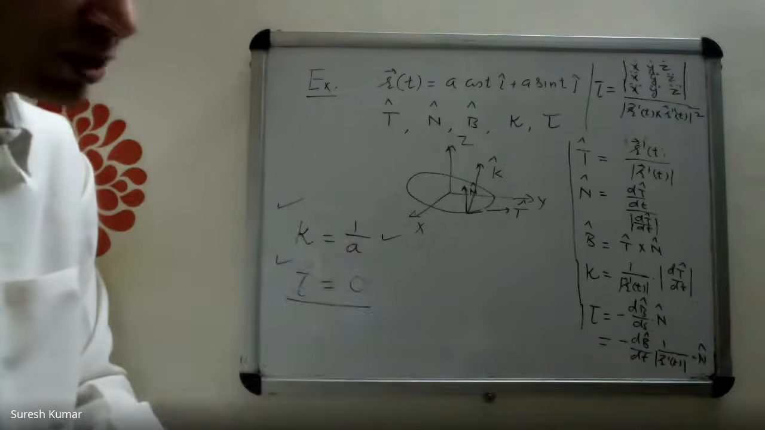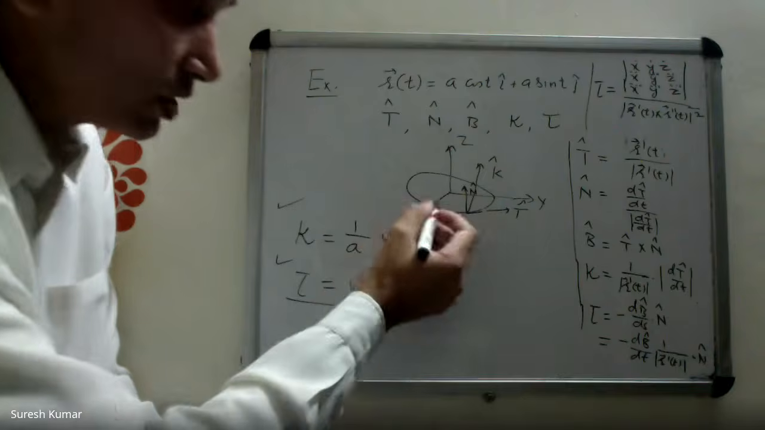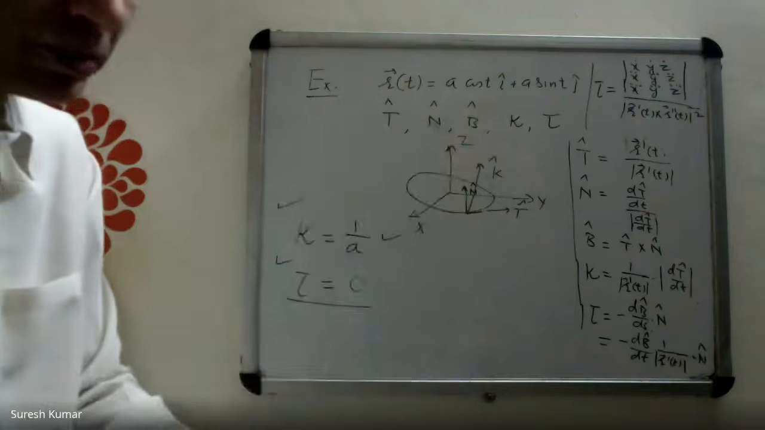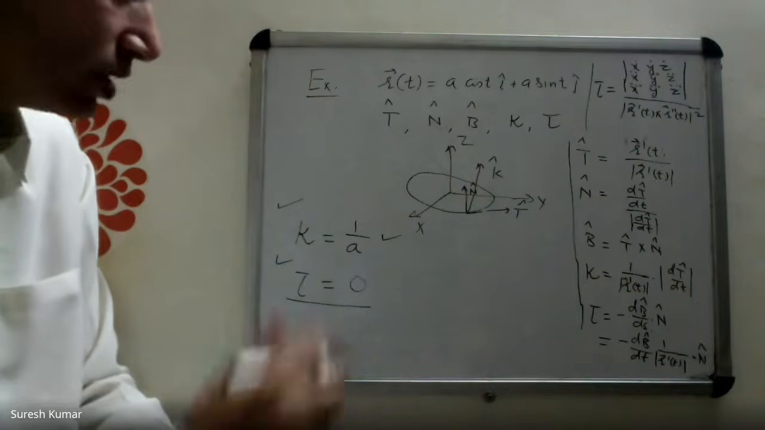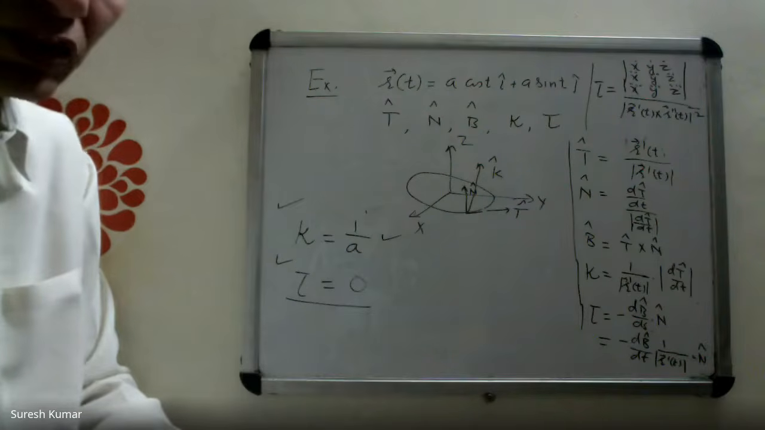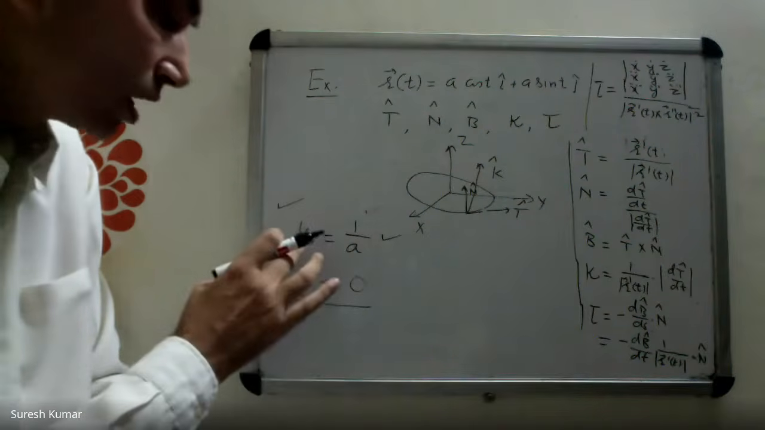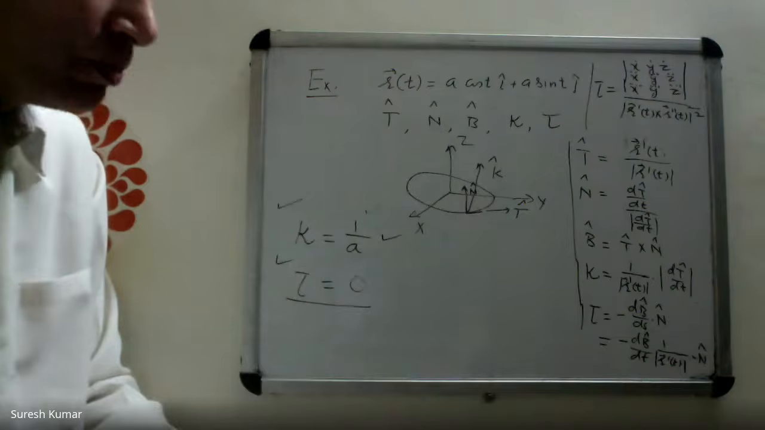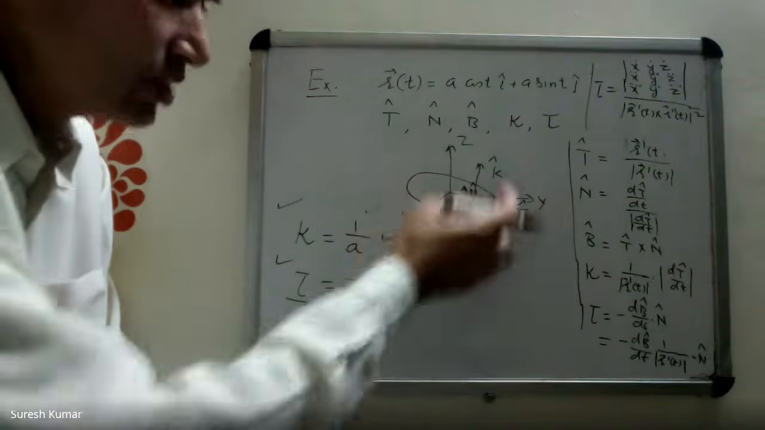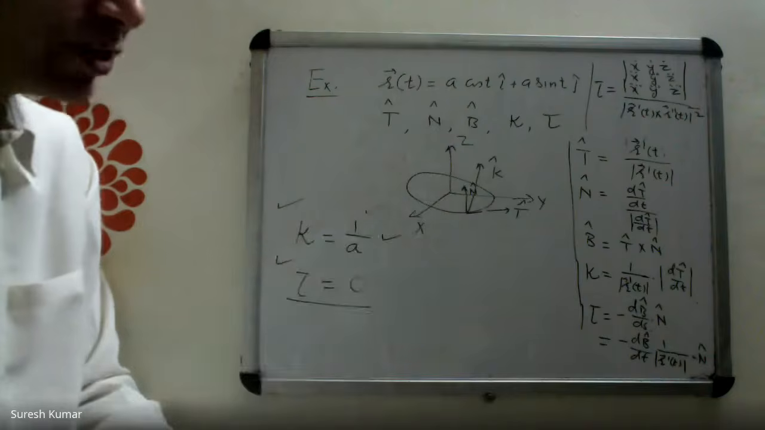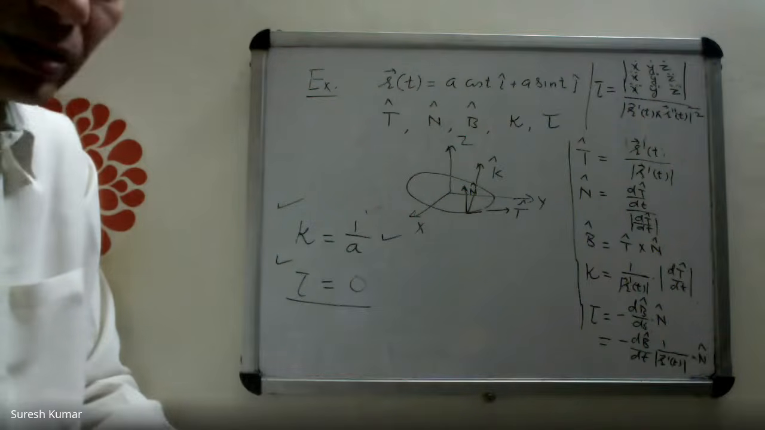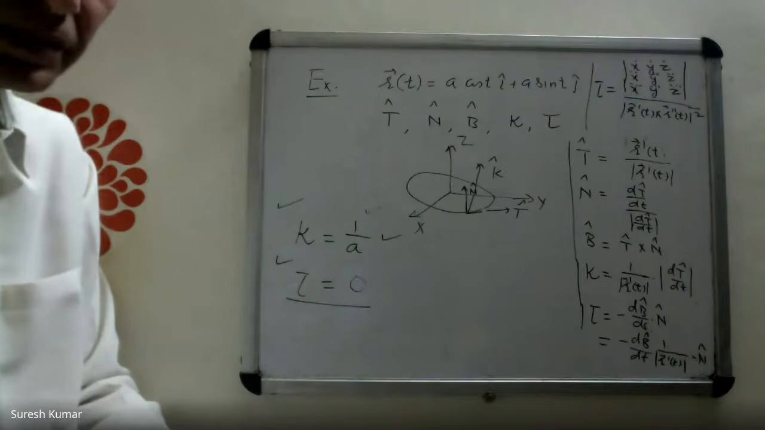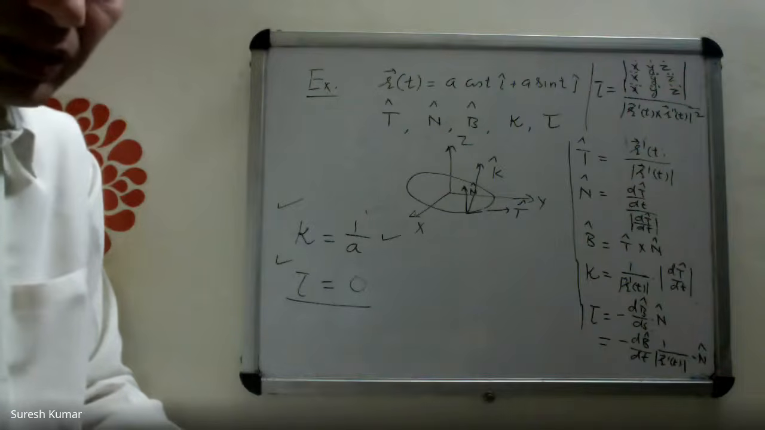Why is kappa constant? Kappa is constant because the bending in the curve is uniform. In a circle, at each point the bending is the same. It is 1 over a actually. It will not change at any point. I told you, kappa, the curvature, tells you the amount by which a curve bends at a particular point. Because the bending is uniform at all points, it does not depend on t, it is constant. So I hope you understand the meaning of curvature and torsion. Why are you getting these values? Is it fine?